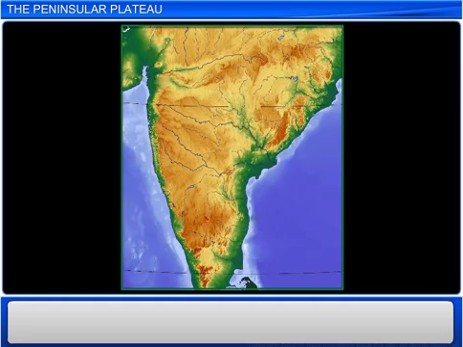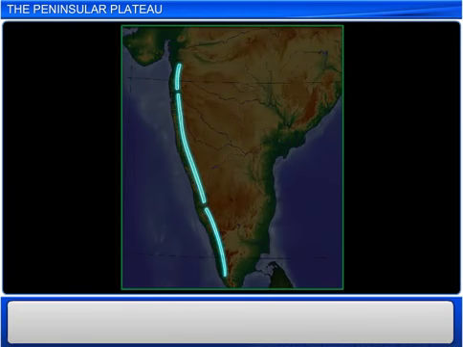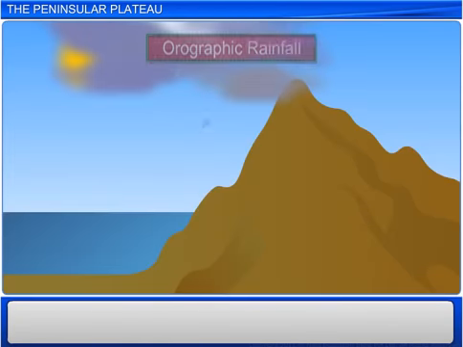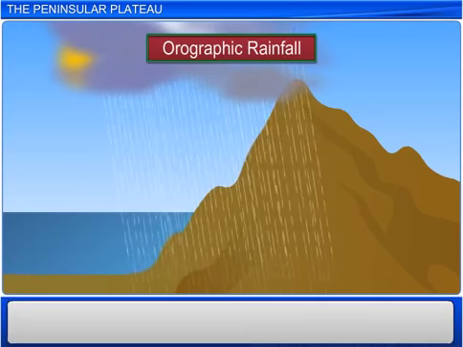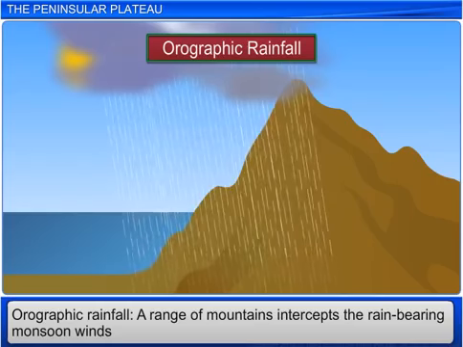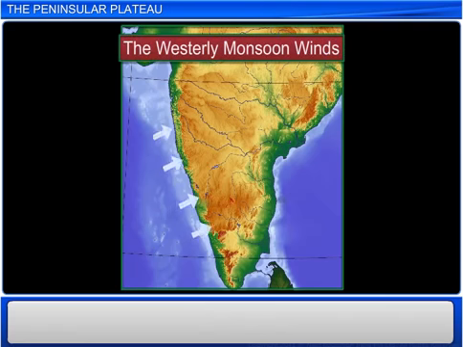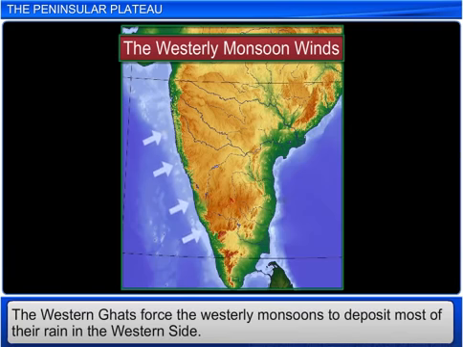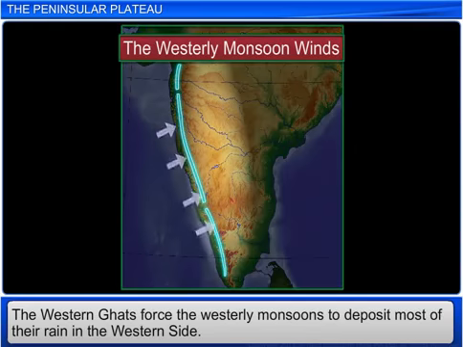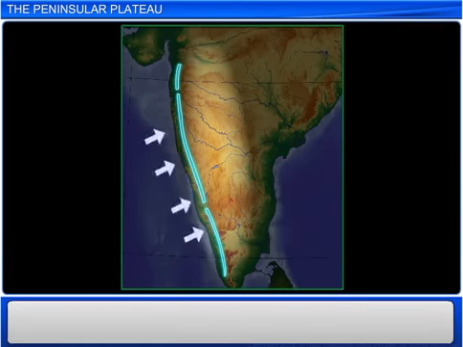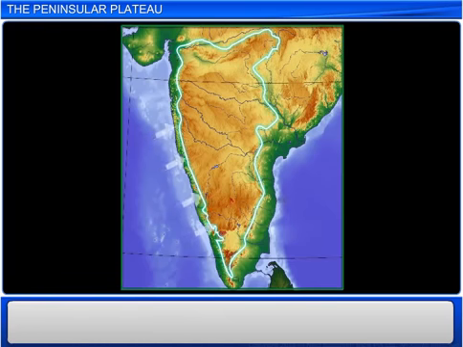An interesting feature of the Western Ghats is orographic rainfall. Orographic rainfall is caused when a range of mountains intercepts rain-bearing monsoon winds. The Western Ghats intercept the westerly monsoon winds, forcing these winds to deposit most of their rain in the windward side, which is the western side. Therefore, the area of the Deccan Plateau to the east of the Ghats receives very little rainfall.